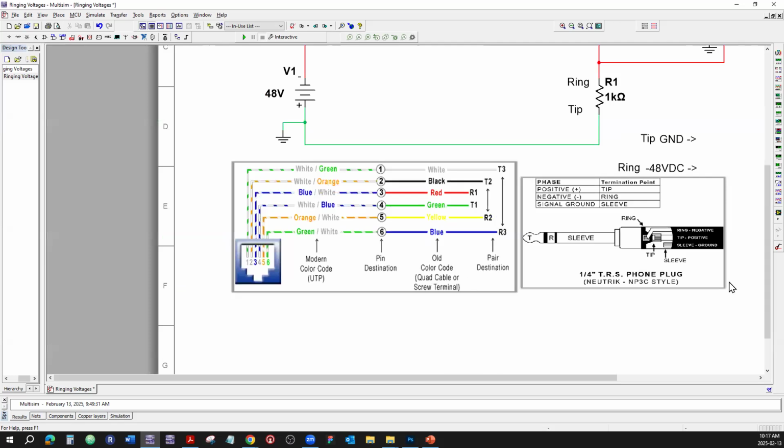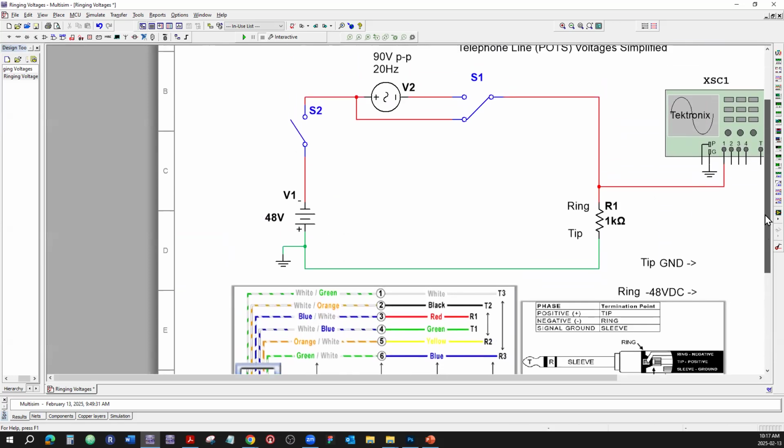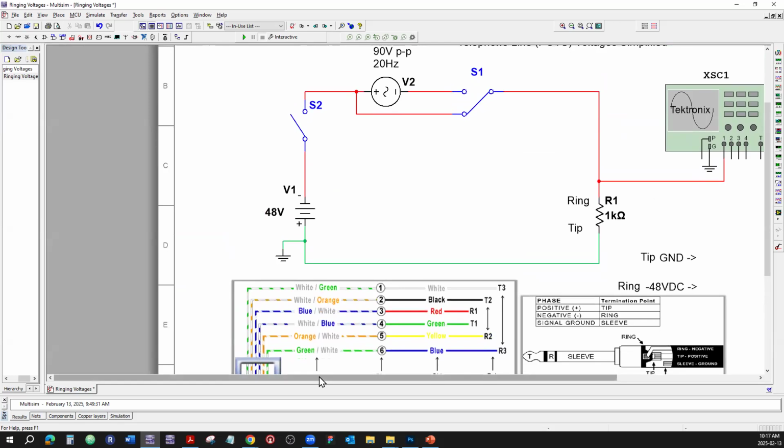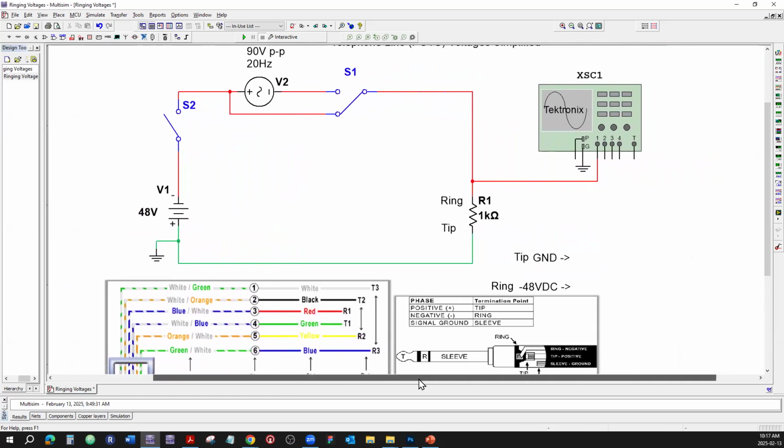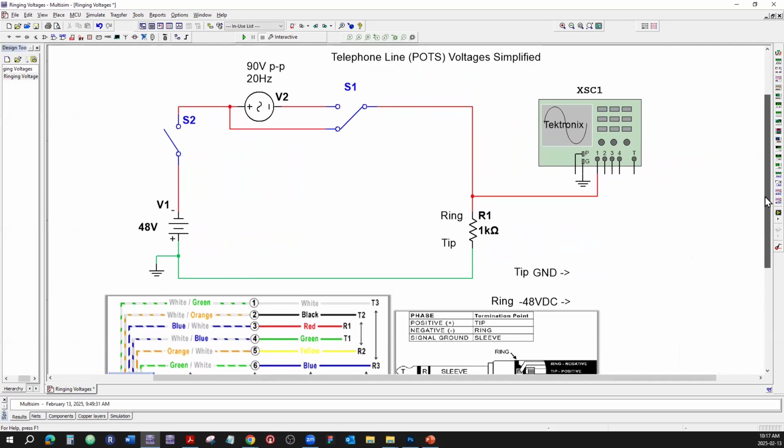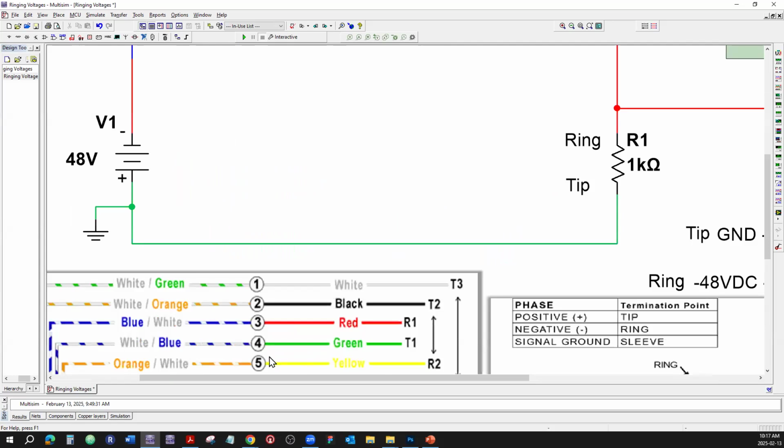Now, how is it that the telephone line rings? This is a very simplified connection, just to picture the way that the ring voltage is introduced to the line. Normally, a phone line, the jack here, where are we?